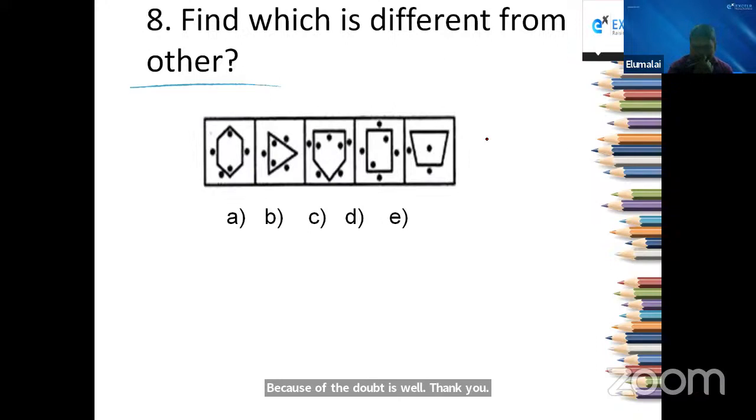Now answer to this question. Find which is different from others. And post your answer logic also.